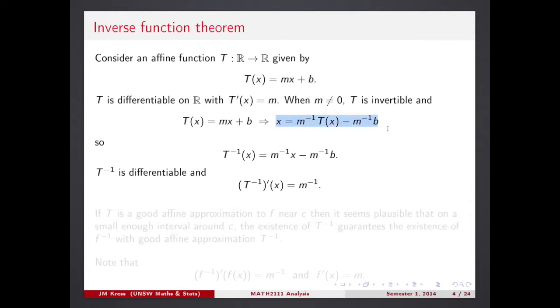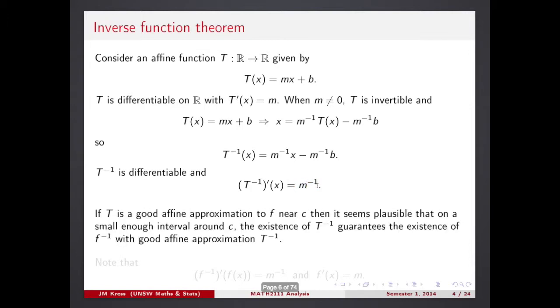If you now just do the renaming, you rename your x as a new dependent variable, and t of x will be now the independent variable. That's the renaming. That's the formula for the inverse. And the derivative of that inverse linear function is m inverse, you see? If you think that this t was originally some affine approximation to a function, then this slide sort of suggests that we can link the invertibility of a function to invertibility of the affine approximation.